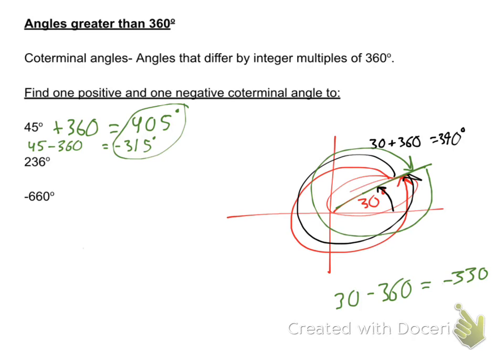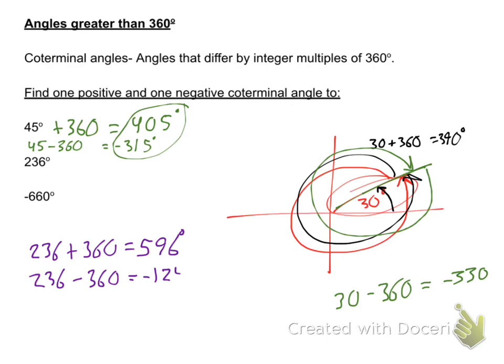Moving on to 236, I'm going to take 236 plus 360, and if I do that, doing some quick math, that's 596. So a positive coterminal angle to 236 degrees is 596. Likewise, to find the negative coterminal angle, I'll take 236 and subtract 360, and I end up with negative 124. I have a positive coterminal and a negative coterminal angle.